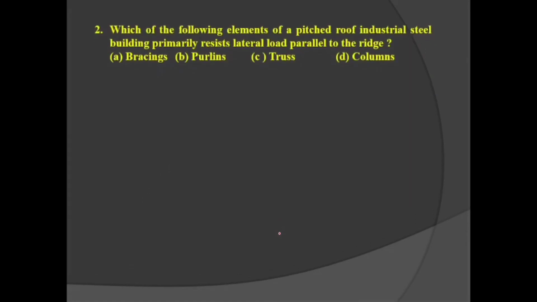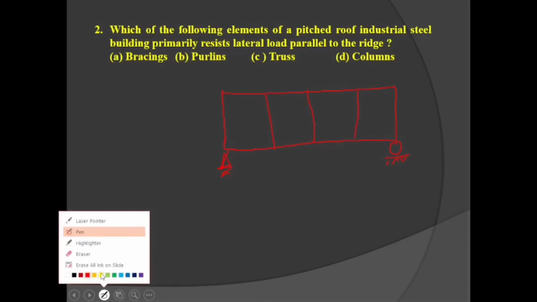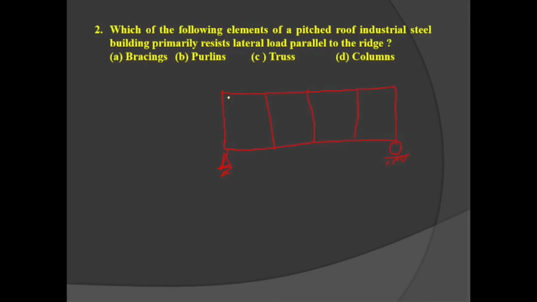Sorry. Question number 2. Which one of the following elements in a pitched steel roof, industrial roofs, primarily resists the lateral load parallel to the ridge? In general, my dear students, bracing members are used, as we had discussed during our theoretical discussion, to resist these loads, because the main members, purlins and so on, are not designed to resist the parallel loads. So for that, our bracings are used.